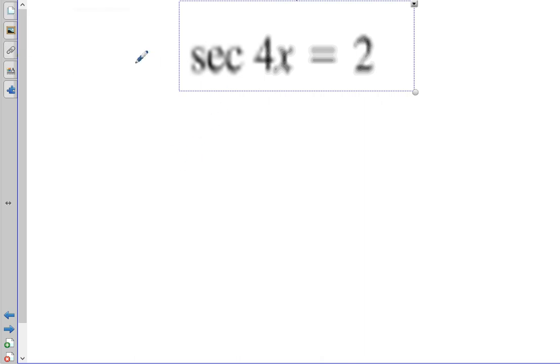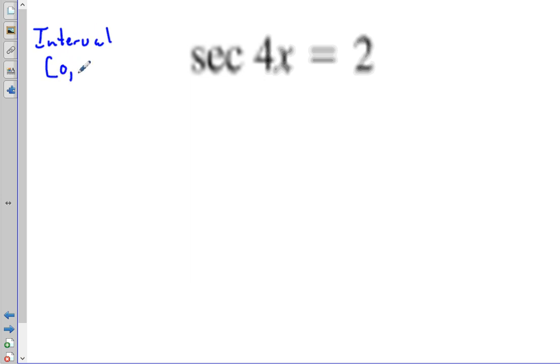Okay, here's another one of how to solve multiple solutions. We're looking for the interval, 0 to 2 pi again. So we're finding all solutions on the interval 0 to 2 pi. We have secant of 4x over 2 equaling 2.